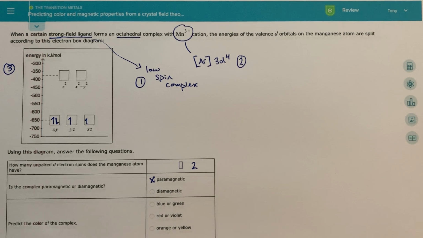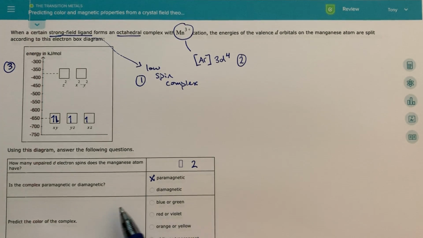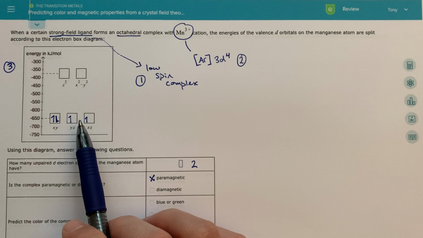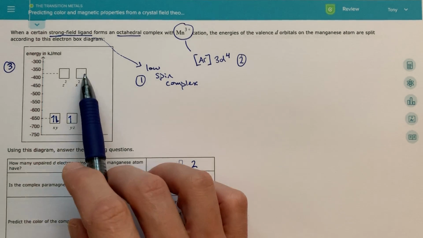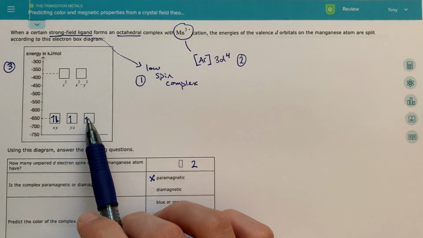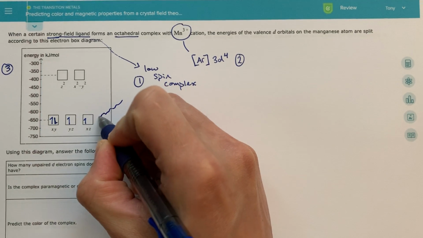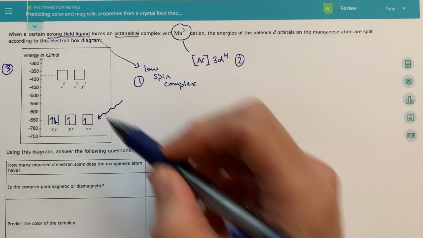So then now predict the color of the complex. This is going to take a little bit longer to lay out and explain, but basically what is going on here is these electrons down here can absorb a photon of light, and when they absorb a photon of light, they can jump up to a higher energy level, right? So if a photon comes in and bashes into that electron, it can jump up to a higher energy level.